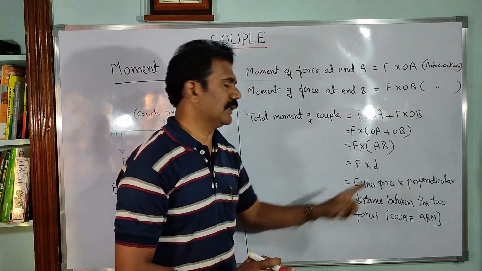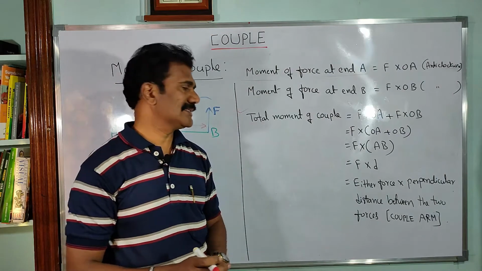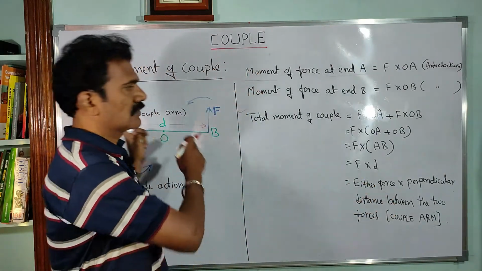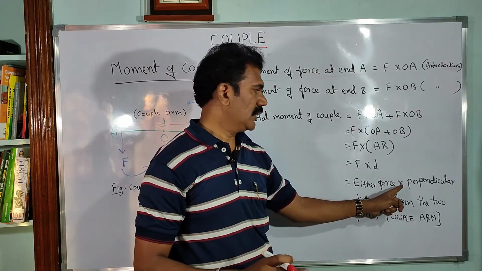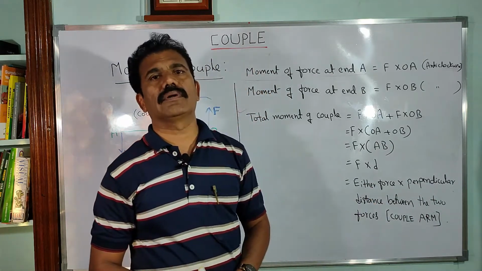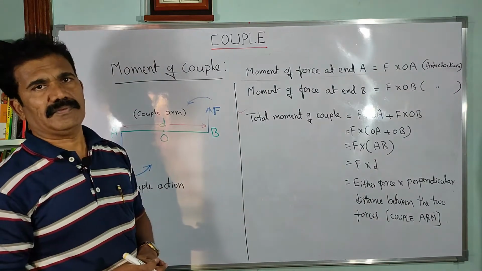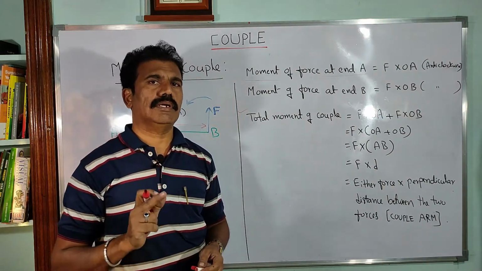So F into D. In words we can say the total moment of the couple is the product of either force, we need not consider both the forces' magnitude here, only one force F, into the perpendicular distance between the two forces. The perpendicular distance between the two forces is also called the couple arm, isn't it? So in that way we can calculate the total moment of a couple.